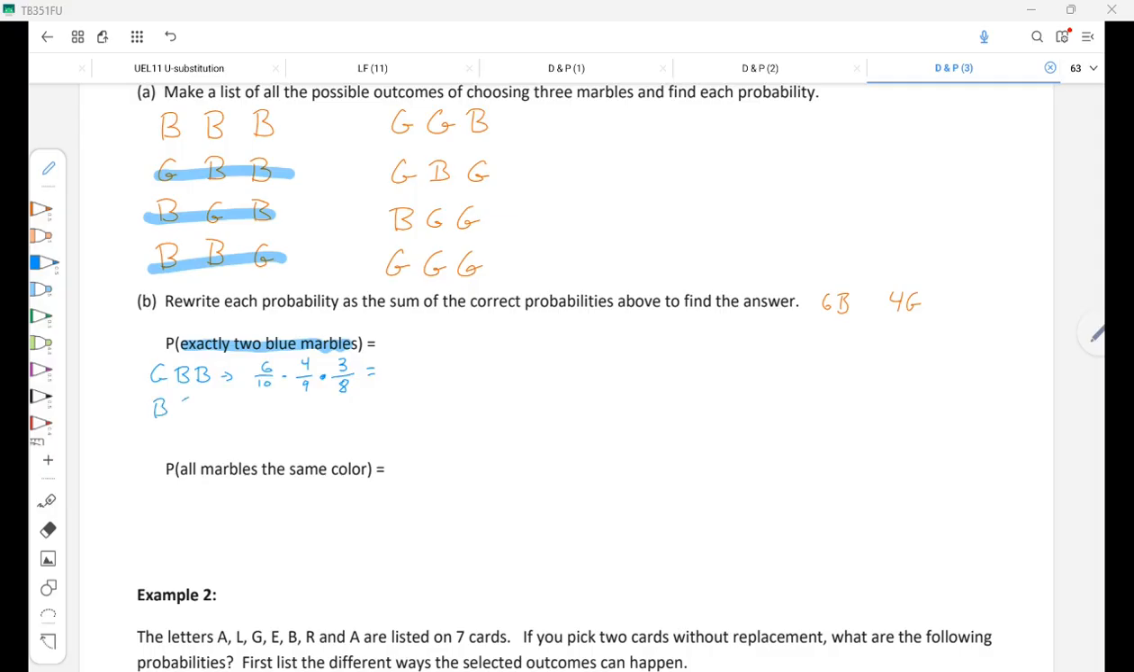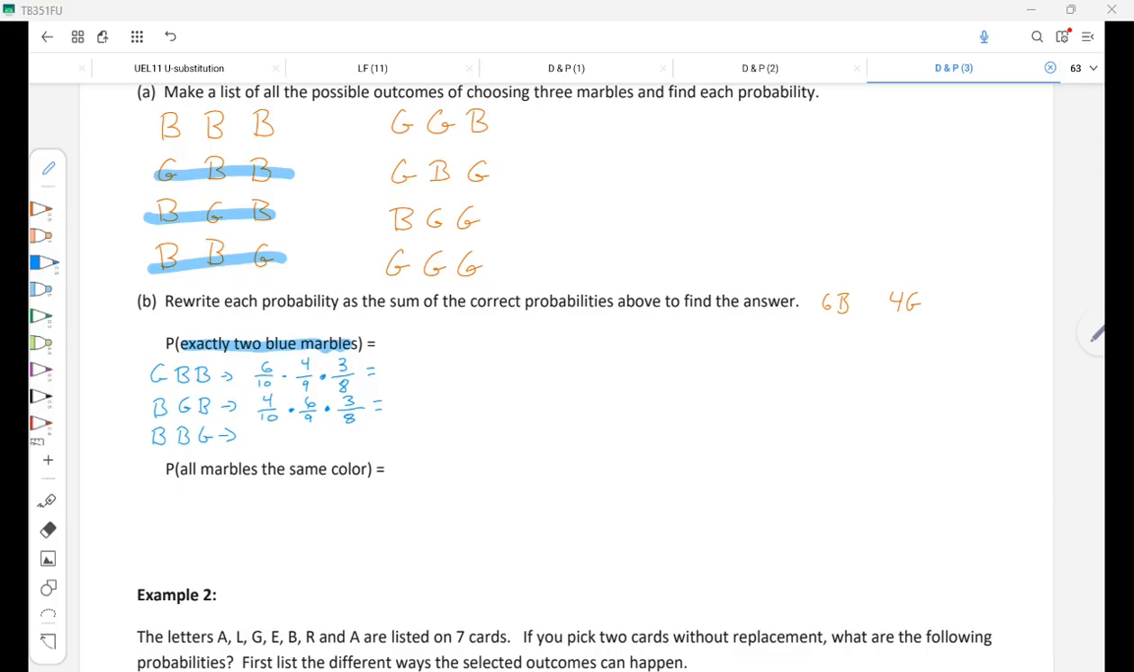We have B, G, B, and we have B, B, G. So now with the middle one, this time I'm picking blue first, so that's 4 out of 10. I have a blue in my hand, and I pick a green, so that's all 6 of those greens out of 9. And I've got a blue and a green in my hand, so I'm 1 blue short for 3/8.